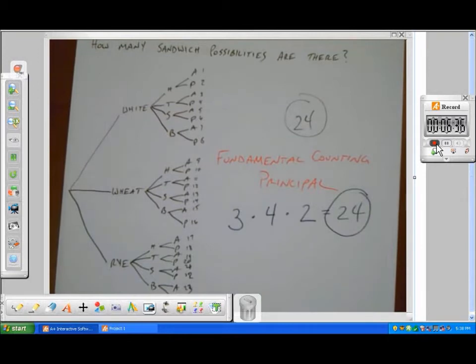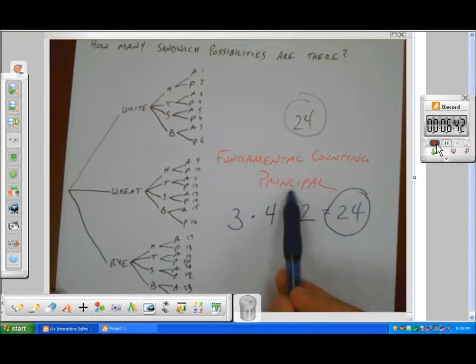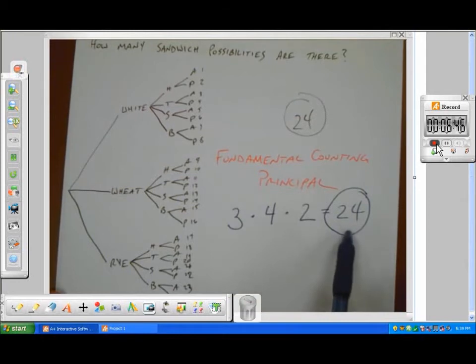So when the numbers get really big, it's better for us to use this fundamental counting principle because we can just multiply numbers and we'll get our answer. But remember, you could always make a tree diagram if you want. It just gets a little messy the bigger the numbers. So next example.